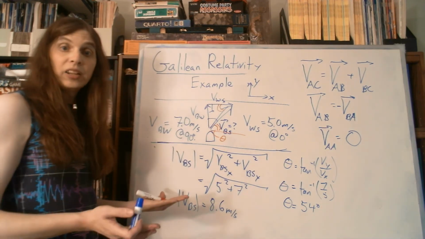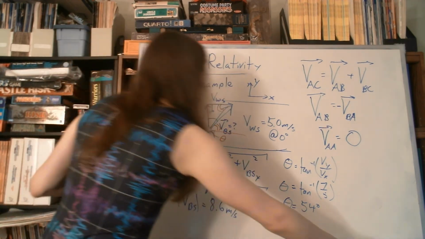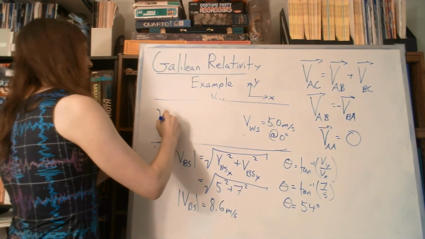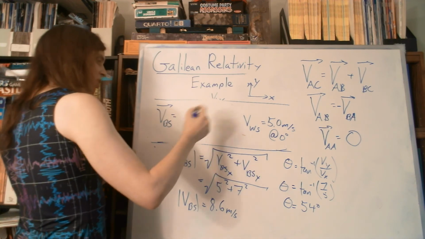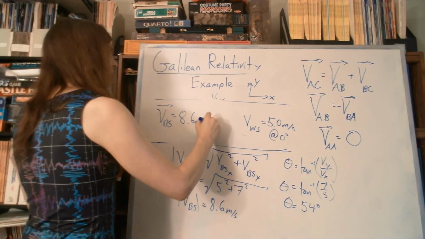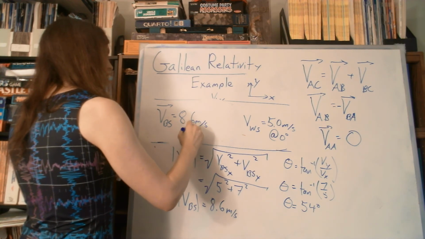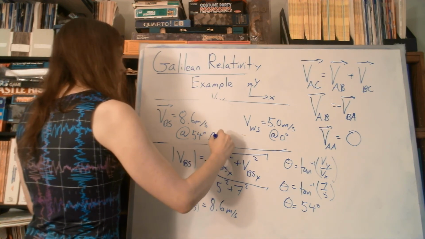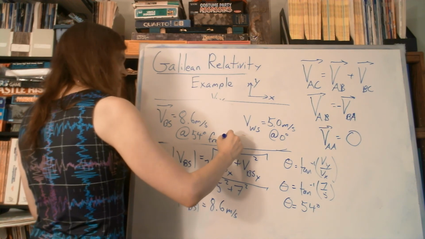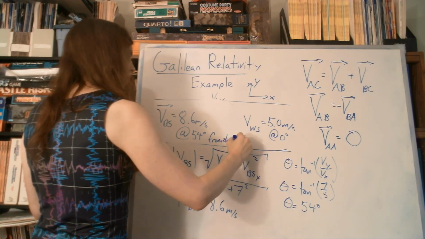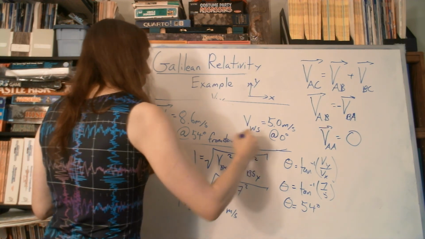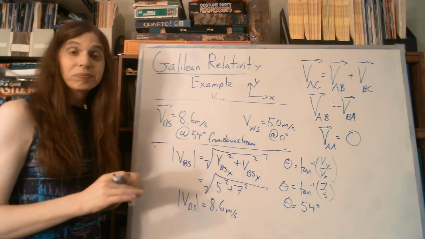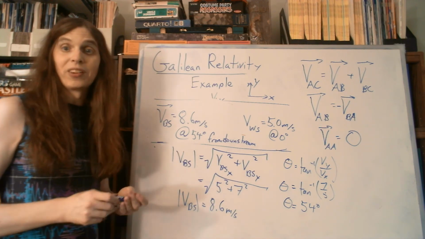So then our final answer for this, write it out, is that the velocity of the boat relative to the shore is 8.6 meters per second at 54 degrees from downstream, or from downstream towards the opposite shore, or something to that effect. So, there we go.